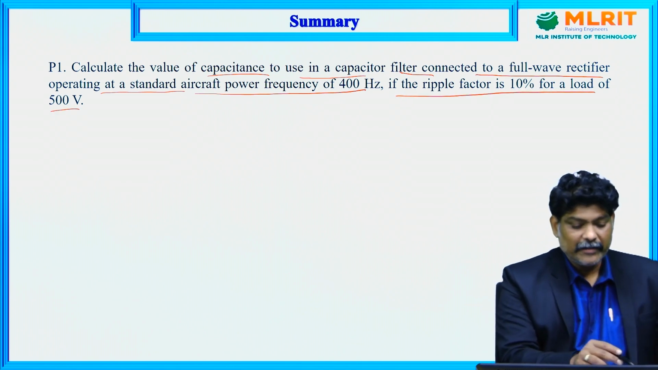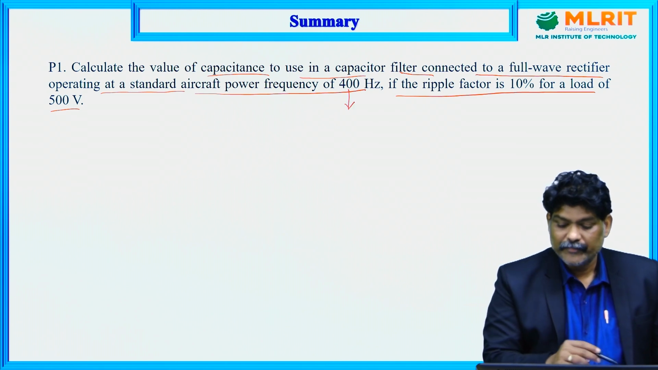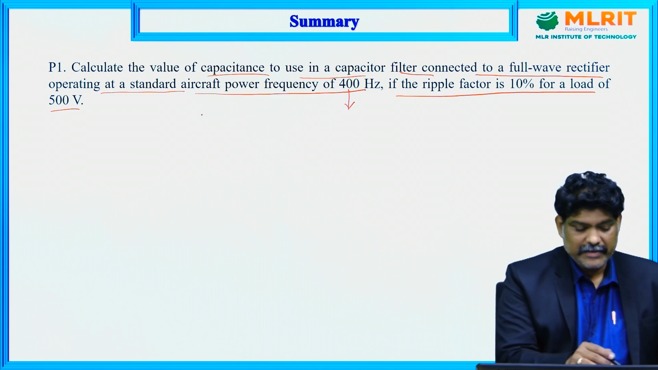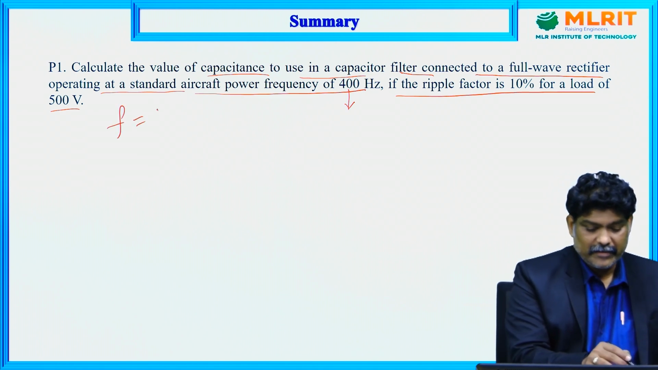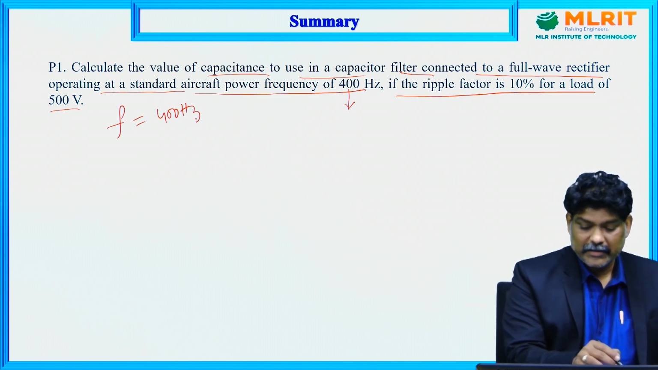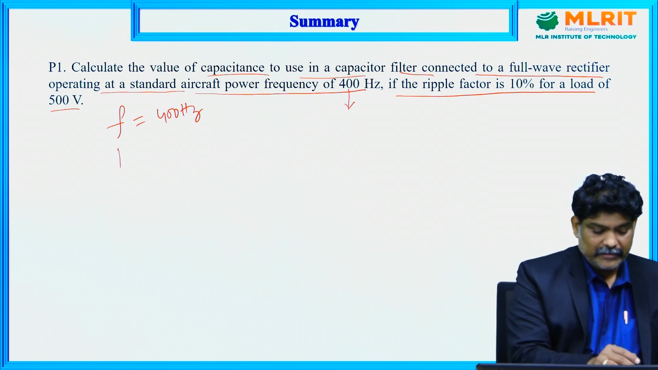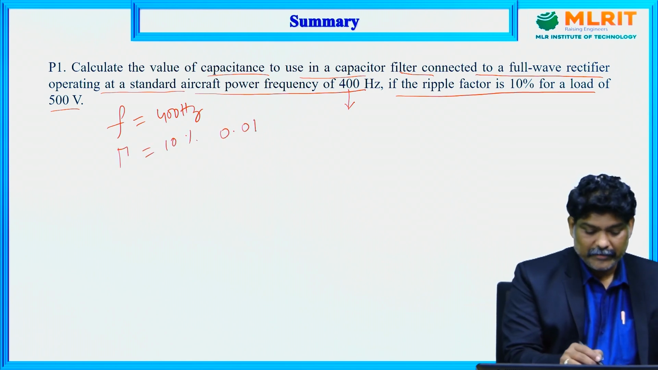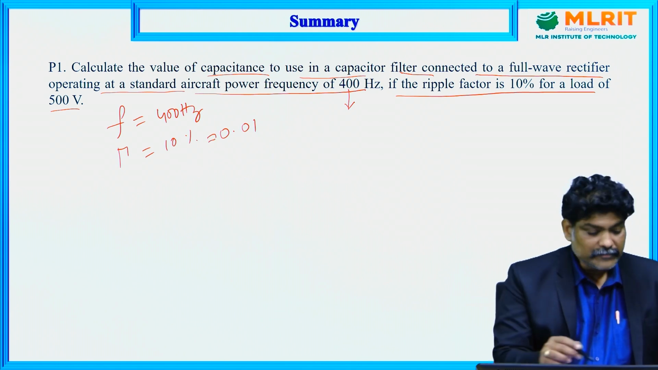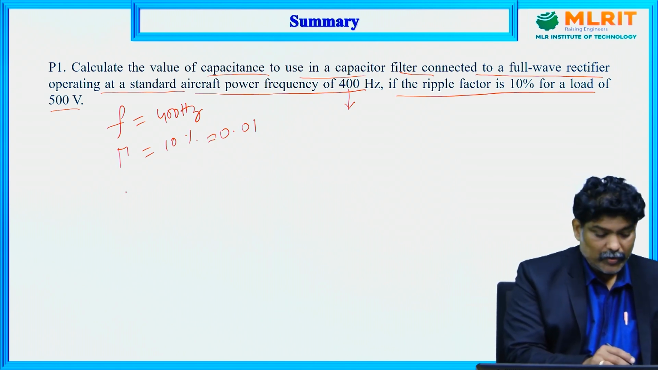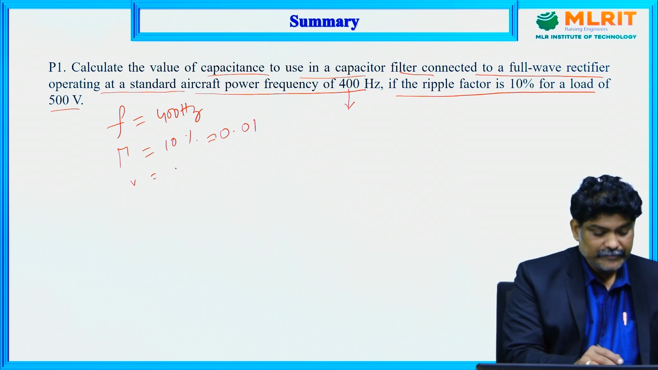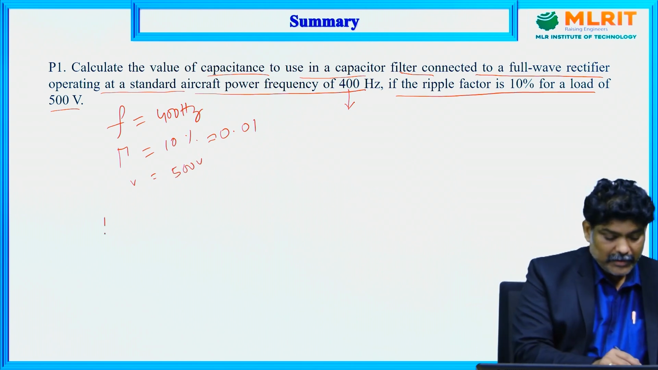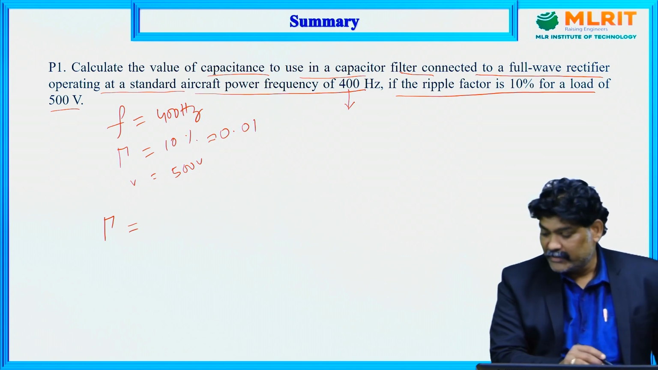So we are given the frequency of the full wave rectifier, which is operating at 400 Hz. What else is given? The ripple factor is 10%, which can be written as 0.1. And the load voltage is given as 500 volts. So what is the formula for this?